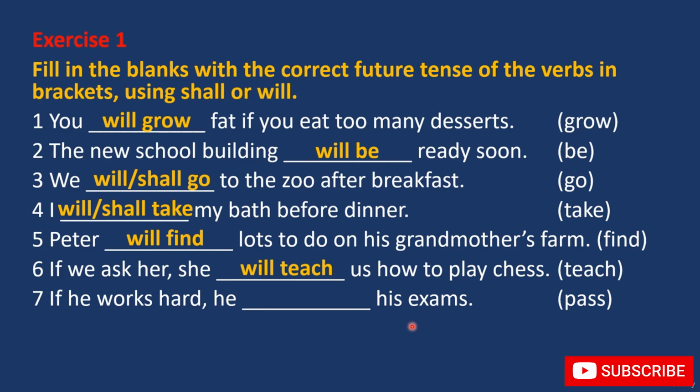I need again to remind you, if I have the pronouns I and we, I can say I will or I shall. We will and we shall. But he will, she will, it will, you will, they will. I cannot say shall with these pronouns. If he works hard, he will pass his exams.